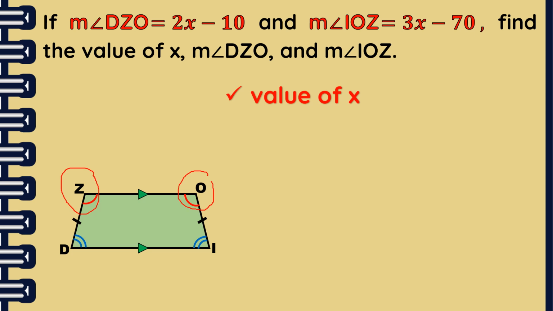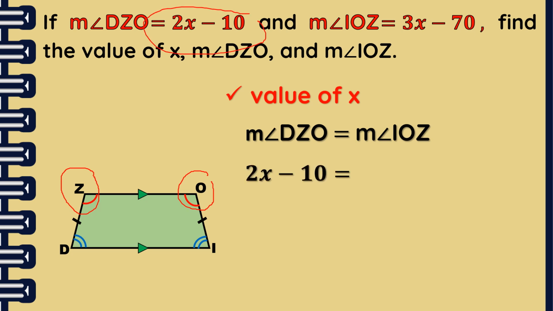As you can observe, angle Z and angle O form a pair of base angles, and base angles of an isosceles trapezoid are congruent. We then have the equation: measure of angle DZO is equal to the measure of angle IOZ. Based on the given, angle DZO is 2x minus 10, and that is equal to the measure of angle IOZ, which is 3x minus 70.